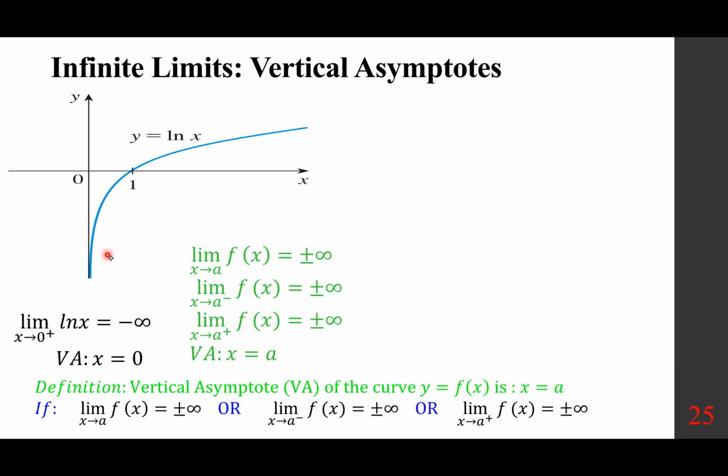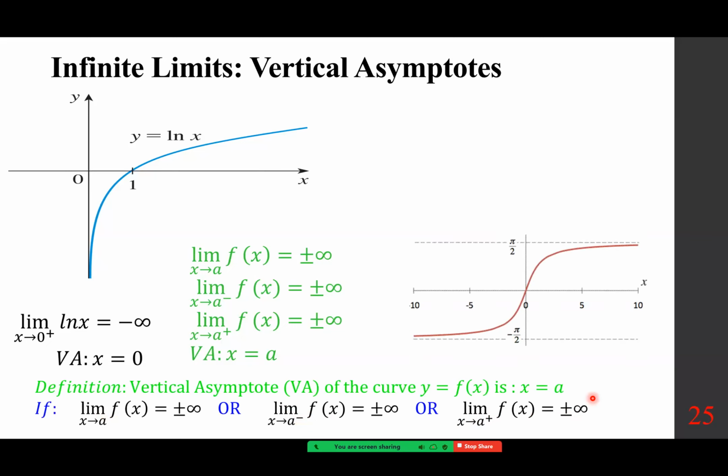So reminding everybody that in order to find the VA, you look at the function and take a limit when x approaches a, or a from the left or a from the right. If any of them is infinity or negative infinity, that gives rise to x equals a being the VA, or vertical asymptote.